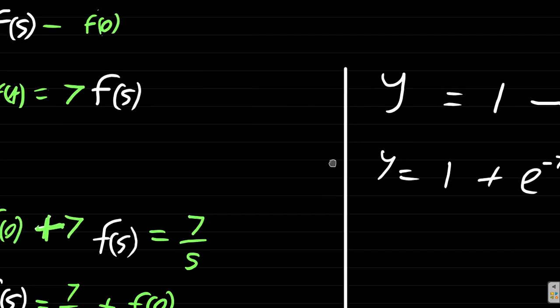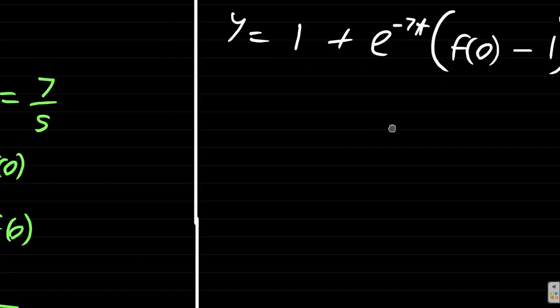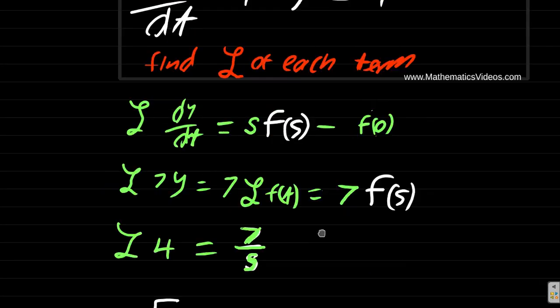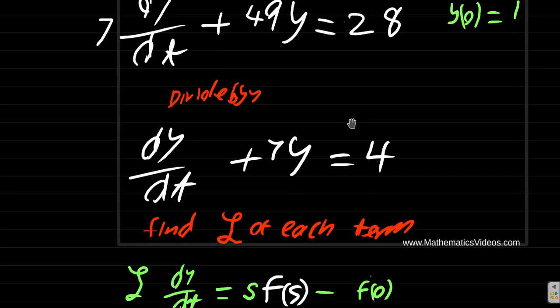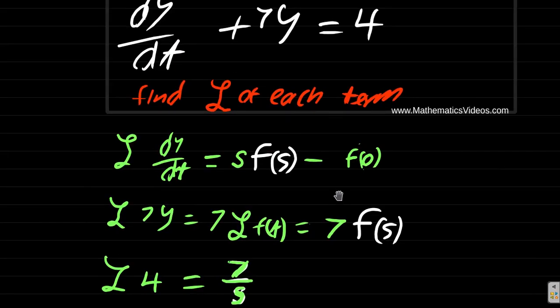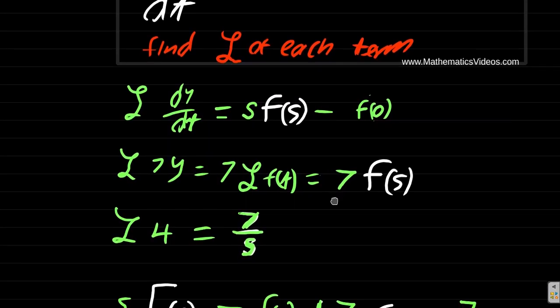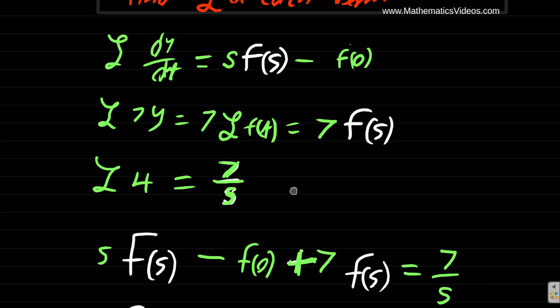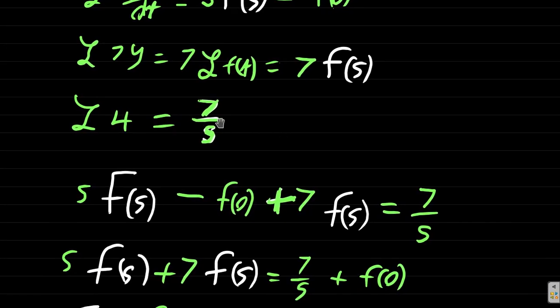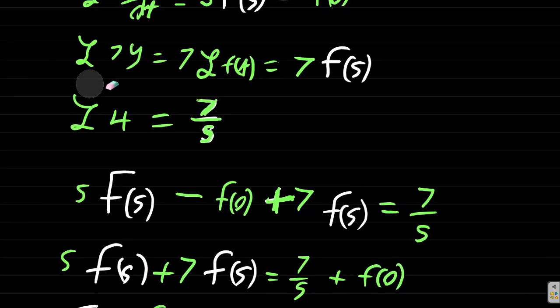Oh, this had said 4 over 7. How did we get the 4 over 7 again? All right, let's review and make sure. So we have this f of 0, f of 4. Laplace transform. Oh my, I made a mistake here. For the Laplace transform of 4, I put 7 over s. It should be 4 over s.